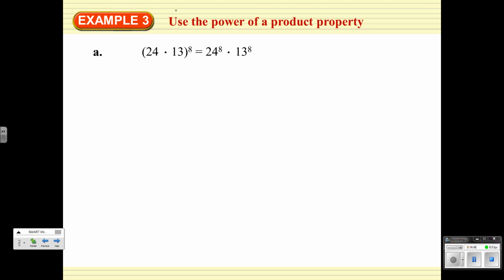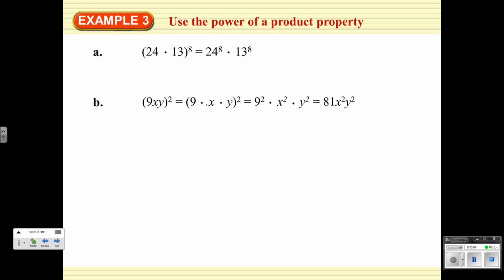All right, so here's some examples I'm going to show you. So my 8, notice the dot is there, so it's multiplication. Since it's not addition, I can go ahead and make this 24 to the 8th times 13 to the 8th. And yes, with a calculator, we could go ahead and solve that, but we're not going to.